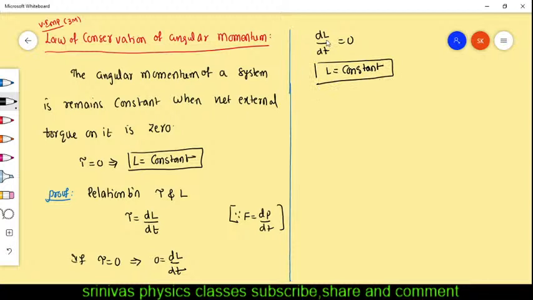Because here dL by dt is the rate of change of angular momentum, meaning with respect to time how angular momentum is changing. Change in angular momentum by time is 0, that means angular momentum remains constant. And this is the proof of the law of conservation of angular momentum. It was very simple. Tau equal to dL by dt, we know. In the tau you write 0, then dL by dt equals 0. Indirectly, L is constant. Here L is constant, and we know the formula for L.